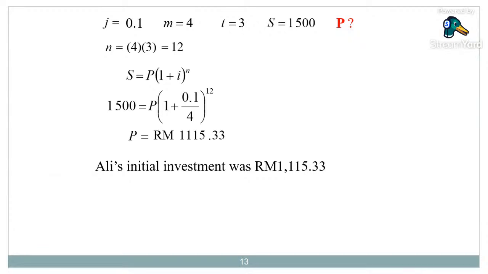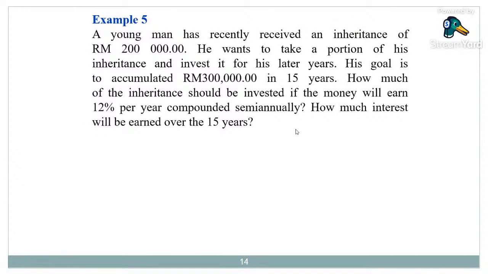Okay, saya sambung. Okay, so next example, example 5. A young man has recently received an inheritance of 200,000. Wow, banyaknya. Siapa yang bagi duit kat dia? Okay, 200,000. He wants to take a portion of his inheritance and invest it for his later years.